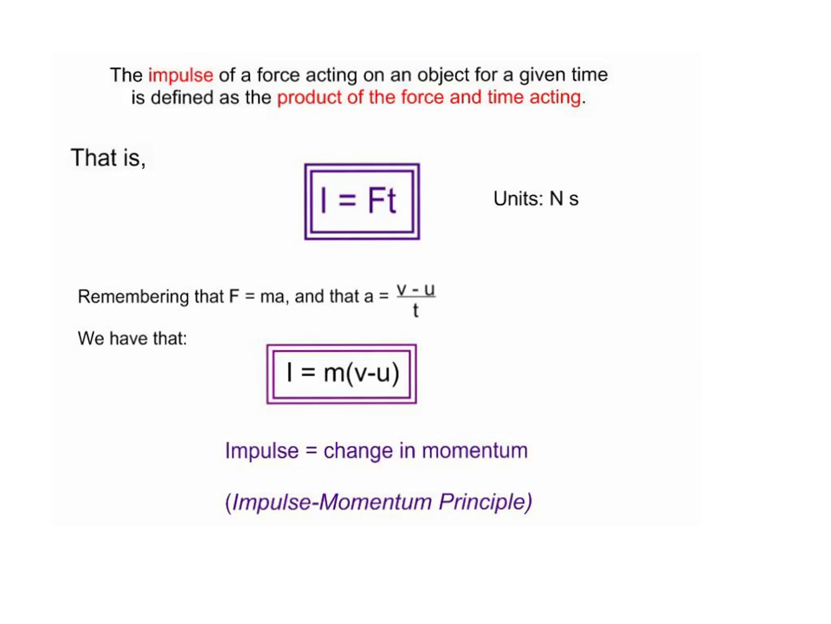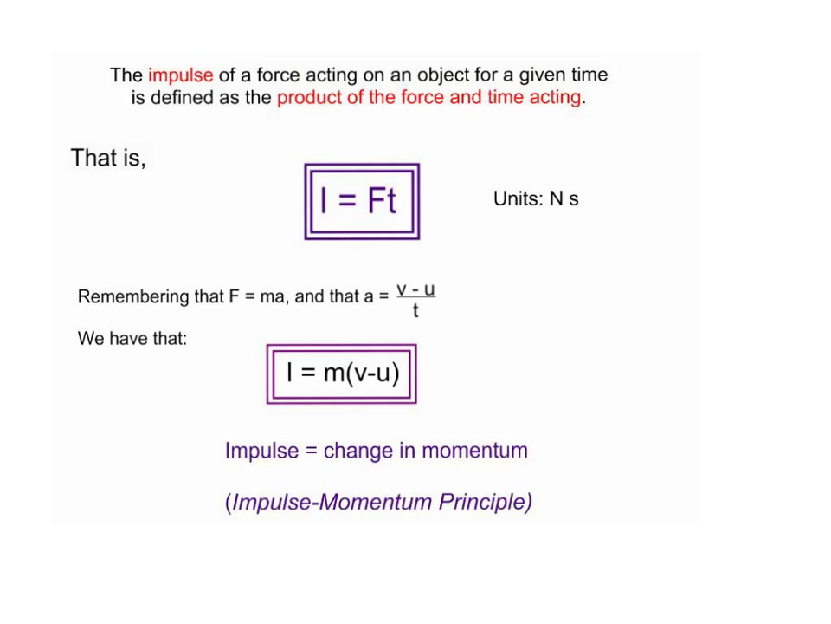So the impulse of a force acting on an object for a given time is defined as the product of the force and the time acting on that object. So basically we can say the force times the time equals the impulse. Therefore it makes sense again that the units for impulse are Newton seconds.